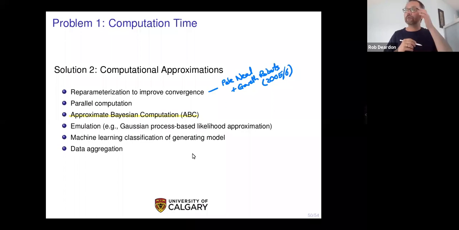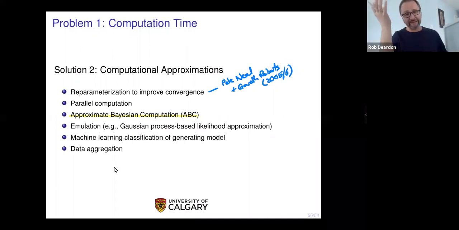And I was at a talk just before Christmas, I think, where people had done this on coalescent models. So where you're modeling the evolution of the genomic sequence of the pathogen. So quite complicated models, and they've been doing a similar thing, and it seemed to be working well there. So there may be more to explore there.